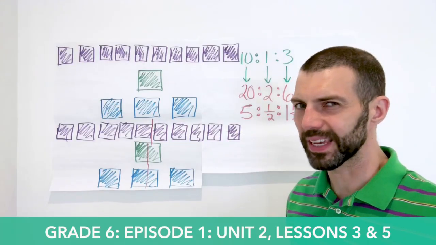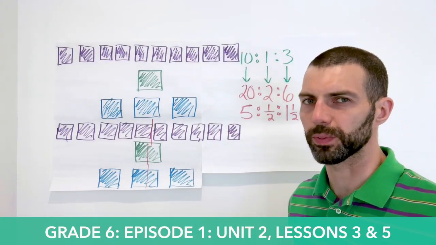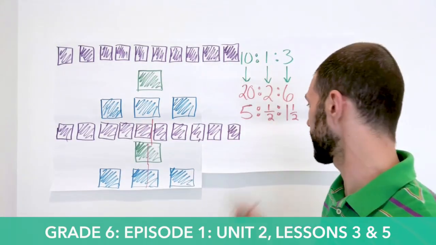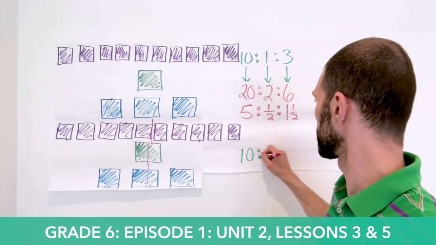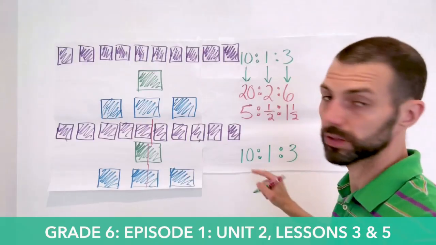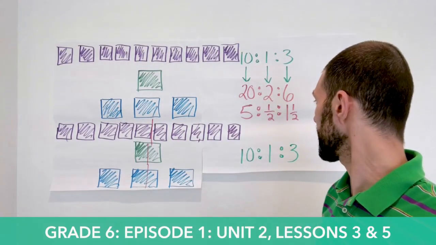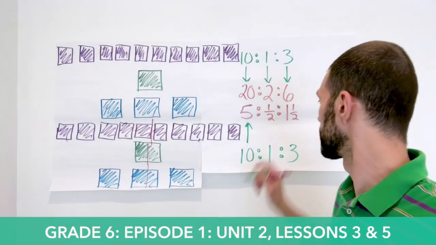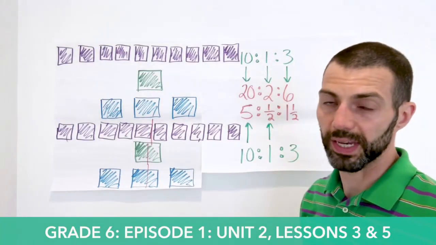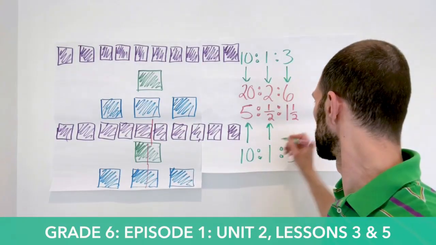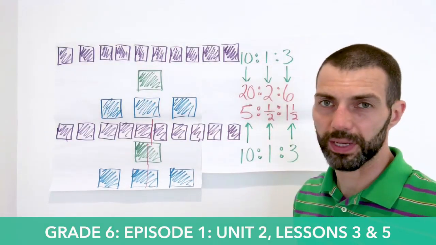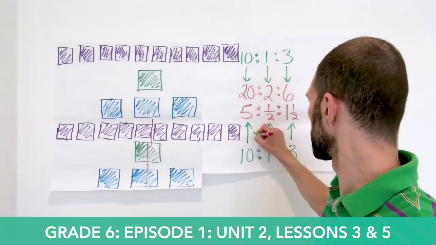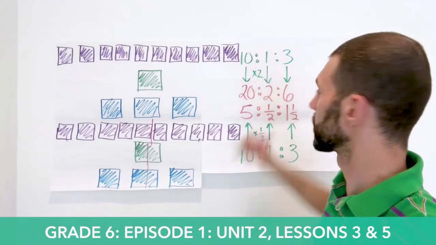Now, I did the same thing for the other recipe, except this time I multiplied by 1/2. So, I again started with 10 to 1 to 3 as my ratio. And I multiplied 10 times 1/2, and I got 5. 1 times a half is 1/2. And 3 times a half is 1 1/2. Again, I multiplied each of these by the same factor.